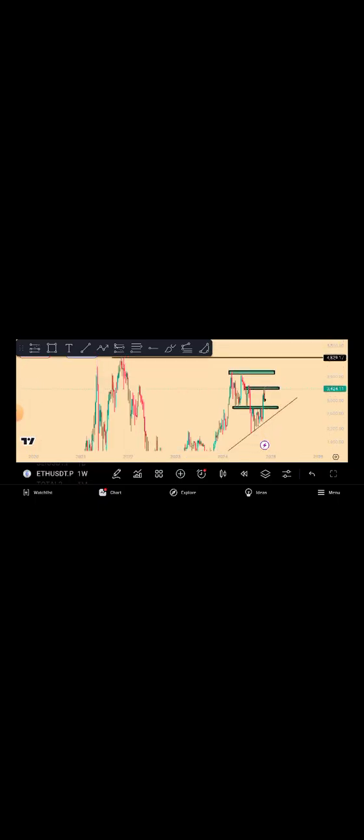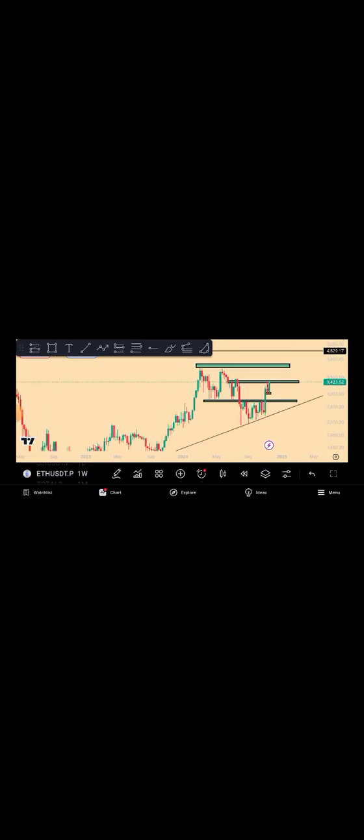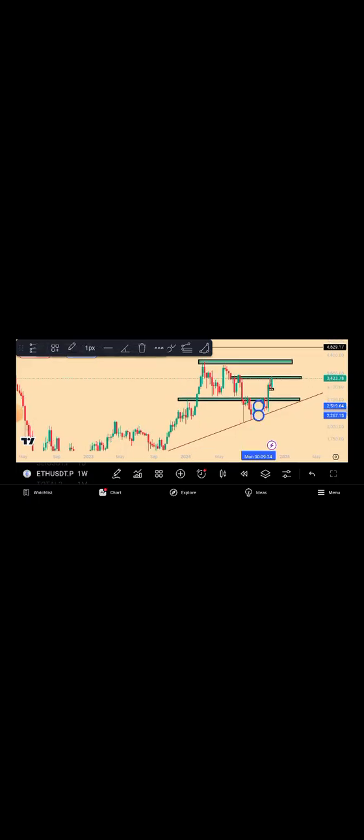Let's start with this particular chart, which is the Ethereum chart. Normally, whenever I open any chart, I start with the weekly time frame, because the weekly time frame paints the bigger picture, and that's where I actually have my levels. I put my levels on the weekly time frame, and then I take my profits or enter the markets based on the levels I have put there.